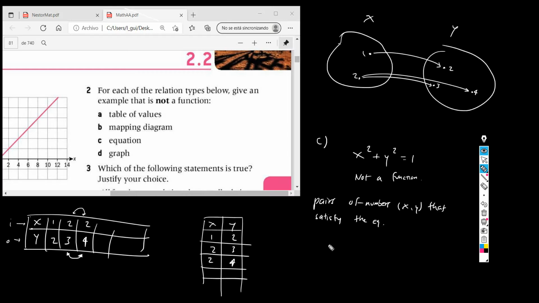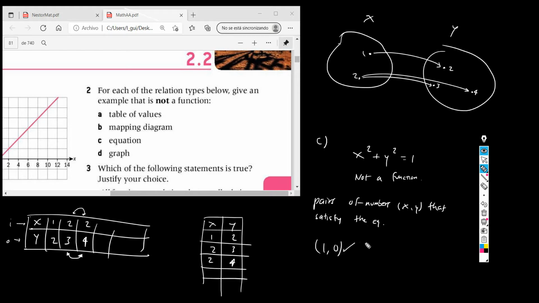I mean the following. For example, if you consider the pair 1 comma 0, 1 being the x, 0 being the y, then you can see that this pair of numbers satisfies this equation. What does that mean? That when you input this value into the x, and this number into the y, then you can clearly see that 1 squared plus 0 squared is equal to 1. So this satisfies this equation. All right. Okay. The problem is this, guys.